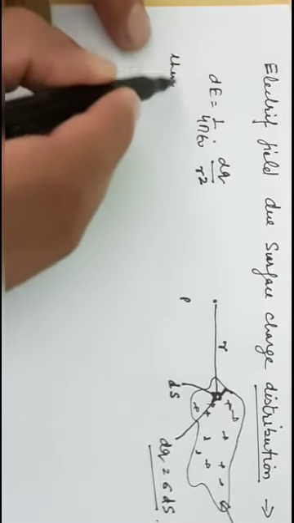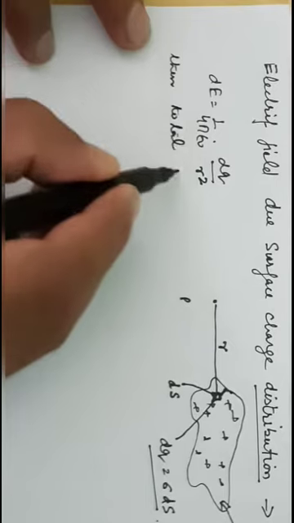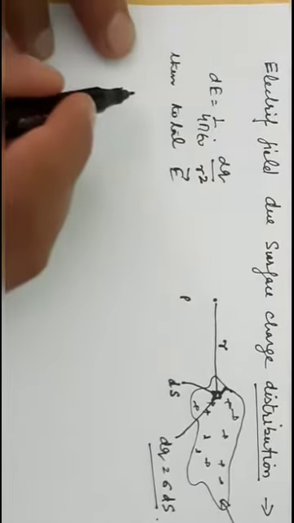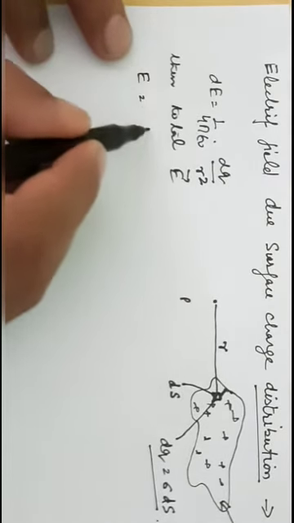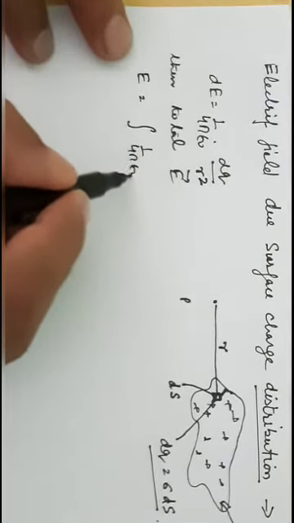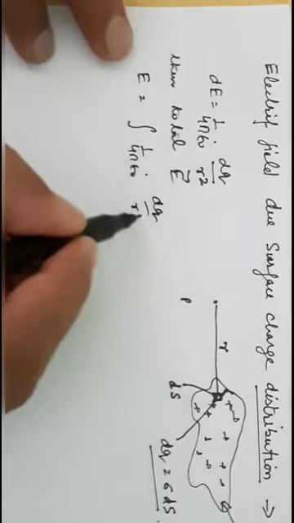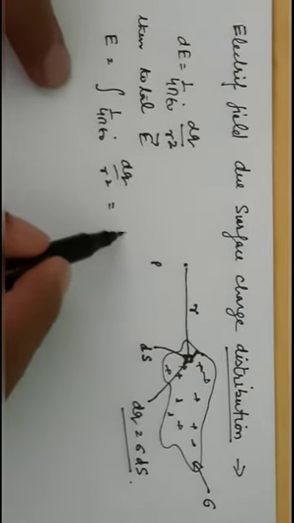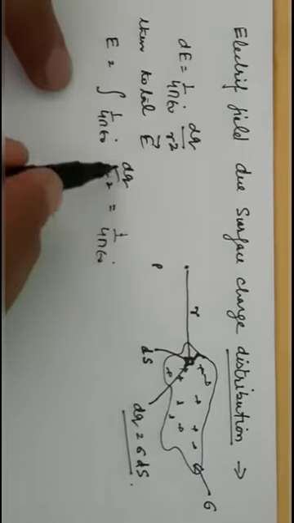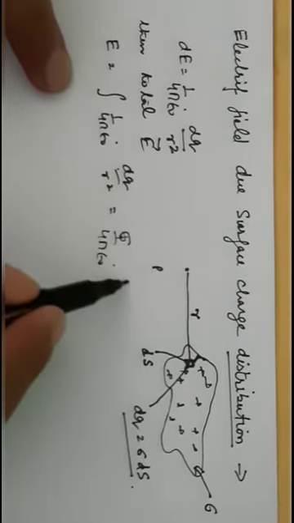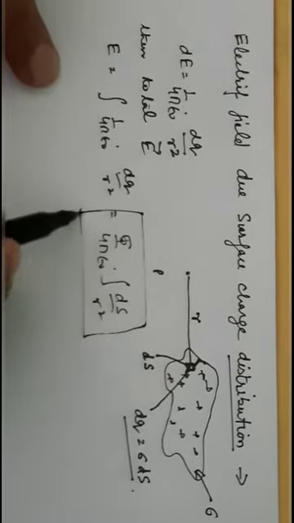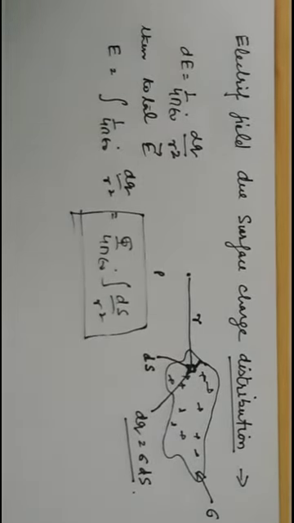Then the total electric field can be calculated by using the calculus method. So E will be equal to the integral of 1 upon 4 pi epsilon naught dq divided by r square. When you solve it, we get 1 upon 4 pi epsilon naught, and the value of dq, sigma comes outside, and ds divided by r square. So this is how to calculate the electric field due to a surface charge distribution.